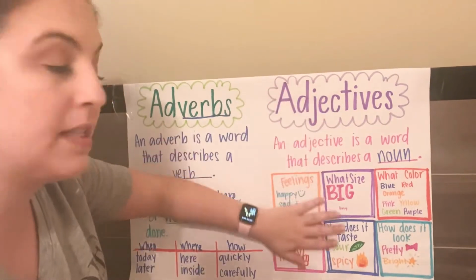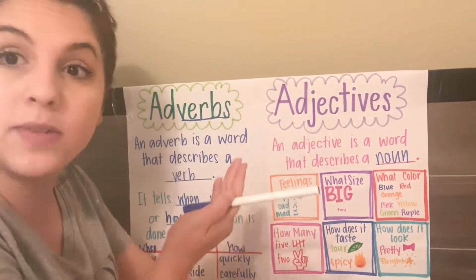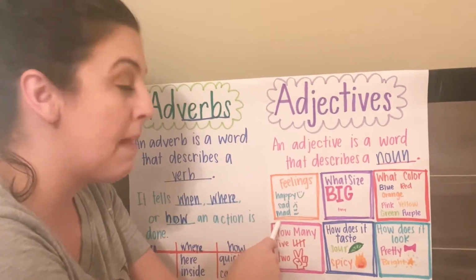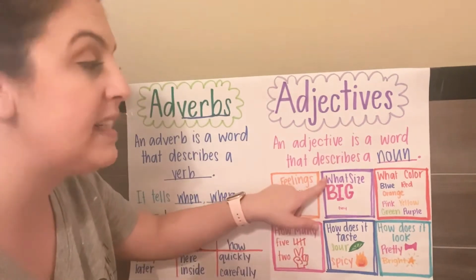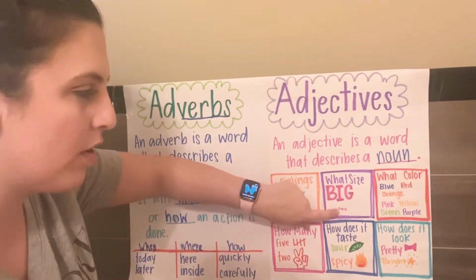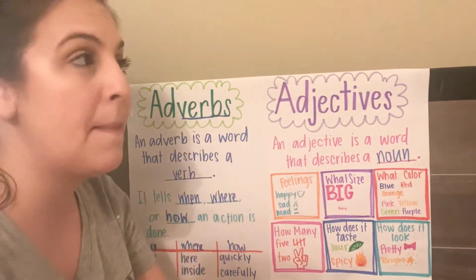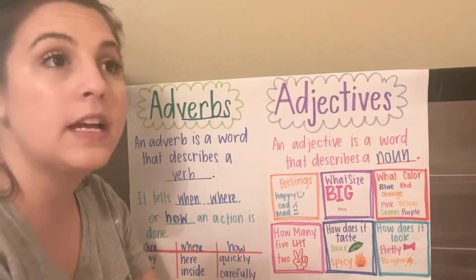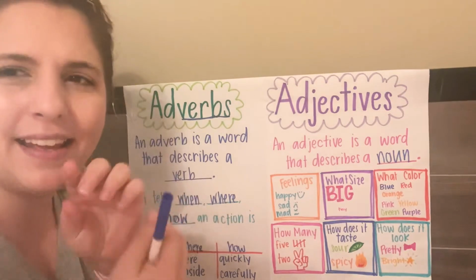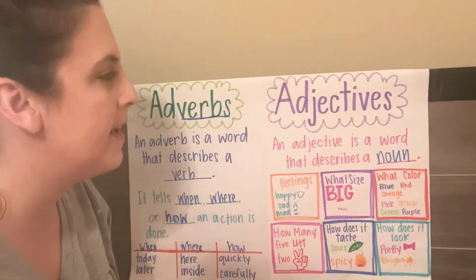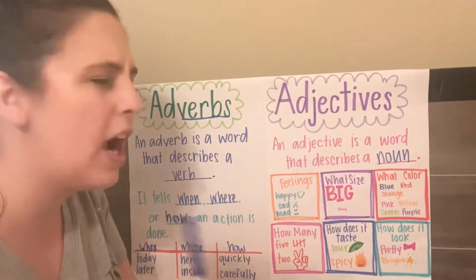So I put some examples up here, like feelings. Sometimes adjectives are feelings, like happy, sad, mad, like the happy dog or the mad cat, something like that. It might tell you what size something is, like big or tiny, really small. It might tell you it's gigantic, or humongous, or itty bitty, or teeny weeny, little bitty tiny, okay? Or medium sized, or average sized. It's all kinds of words like that.